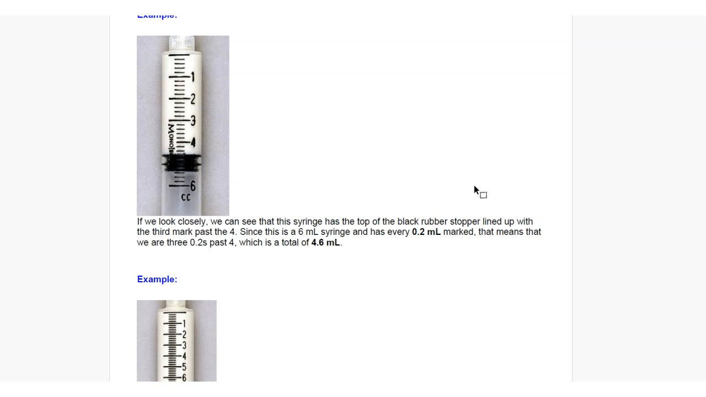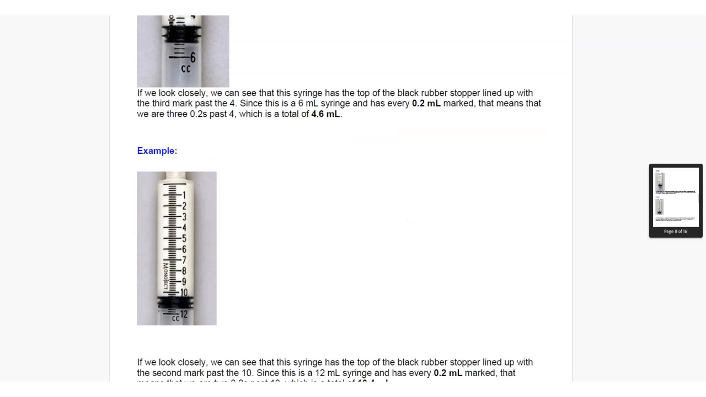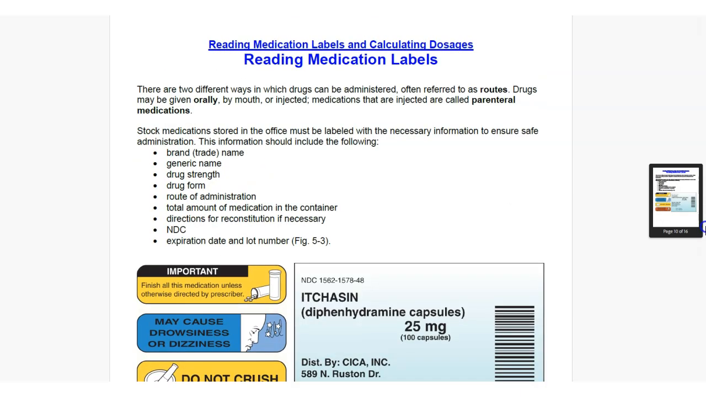I'm not gonna go over each one because it's basically very similar. It's the same concept, just getting used to looking at the syringes and knowing what the line stands for. And just be very careful when choosing the syringes or the equipment that you're gonna use for whatever medication you're gonna administer. So these are more examples. So please read them.